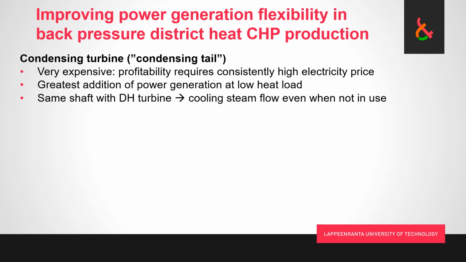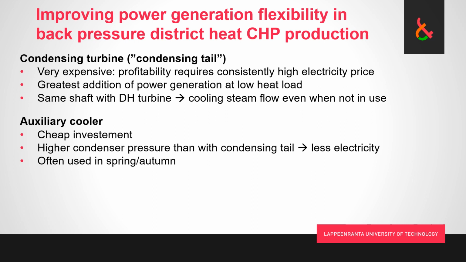So to summarize, condensing turbine, this is the very expensive option. To be profitable, we need to have consistently high electricity price. Many people these days don't trust this to be the case, so these are very often not installed, but they do exist and sometimes do get installed. We get the greatest addition of power generation at low heat loads, and we usually have to accept that because we are on the same shaft, we always have to run at least a little bit of steam through it.